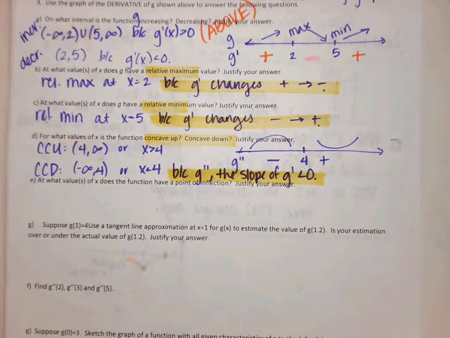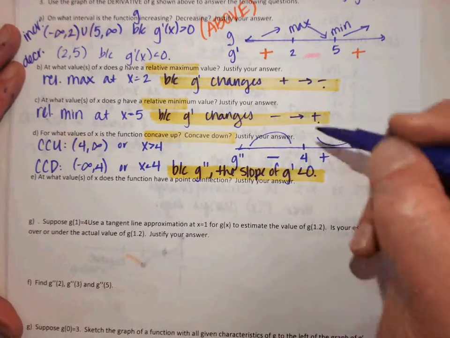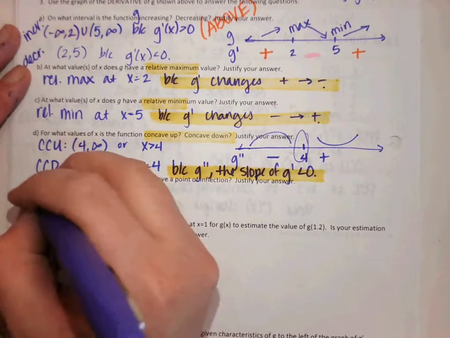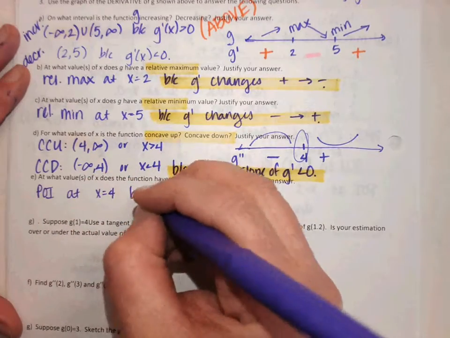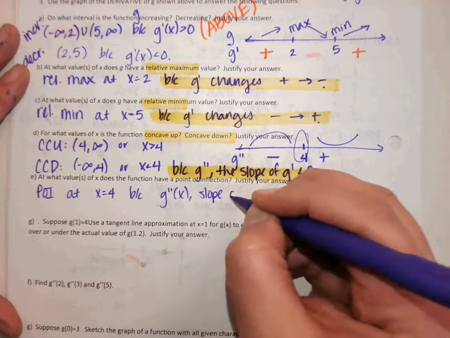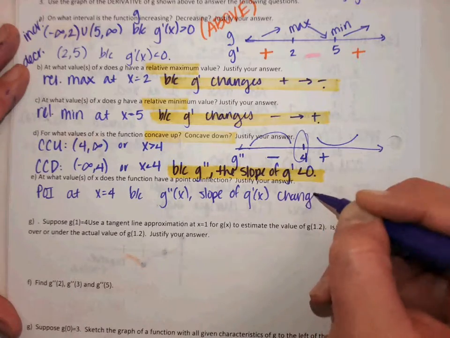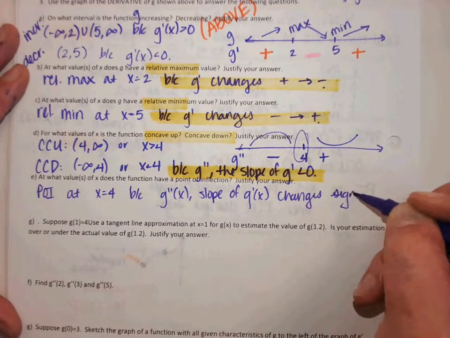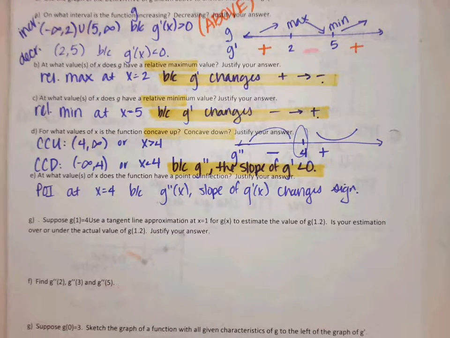Okay, one more like that, point of inflection, where does it occur? At 4, because what happens at 4? At x equals 4 because g double prime of x, slope of g prime, changes sign. And whenever g double prime changes sign, I have a change in concavity, but I don't have that graph, so I'm just stating that that's how I know.